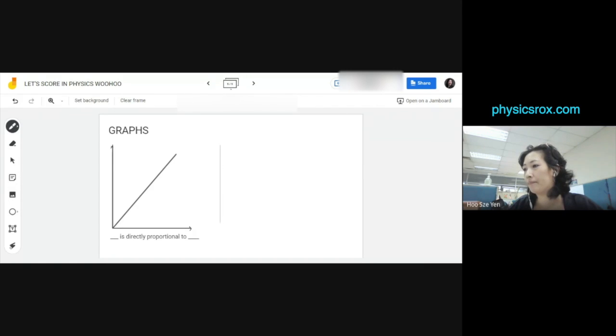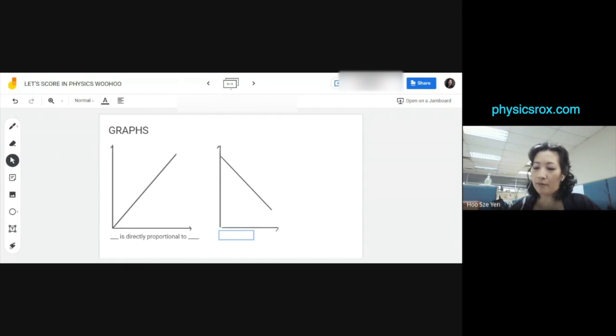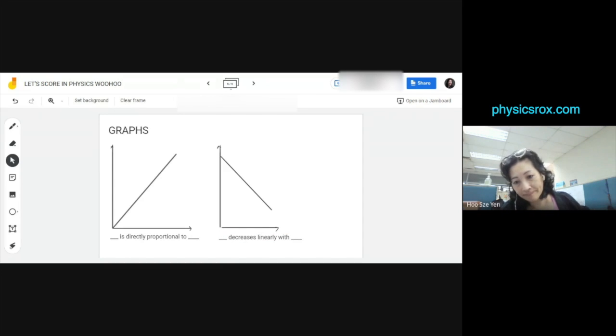inversely proportional graphs. Is this an inversely proportional graph, yes or no? This is a what graph? Decreases linearly. Okay, we won't go through all the shapes unless you think we need to, but the shapes are already in your Form 4 textbook. You know where it is, right? Okay, so you refer to that, all right?